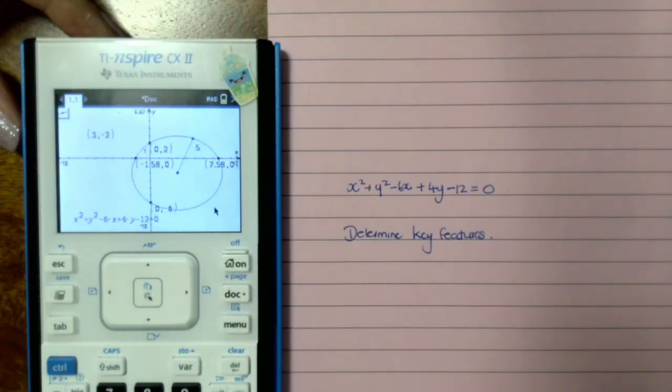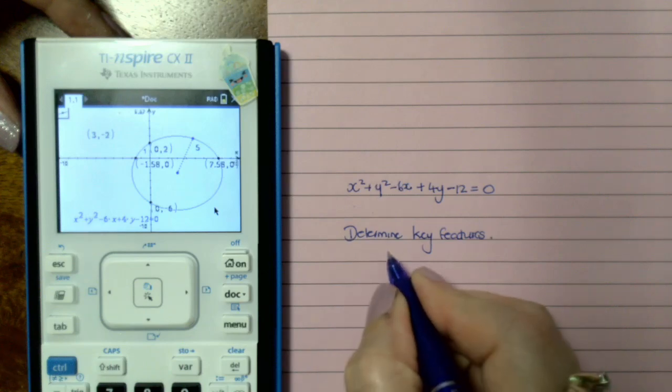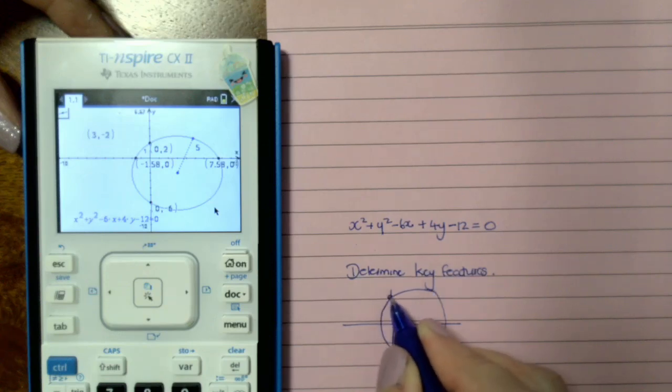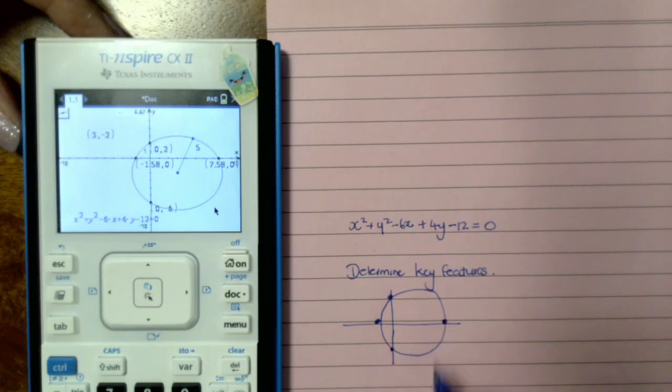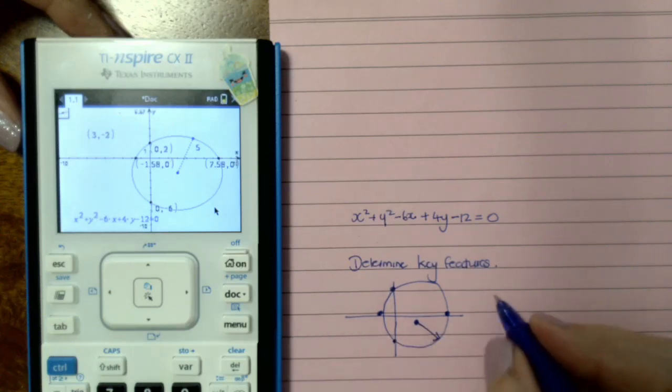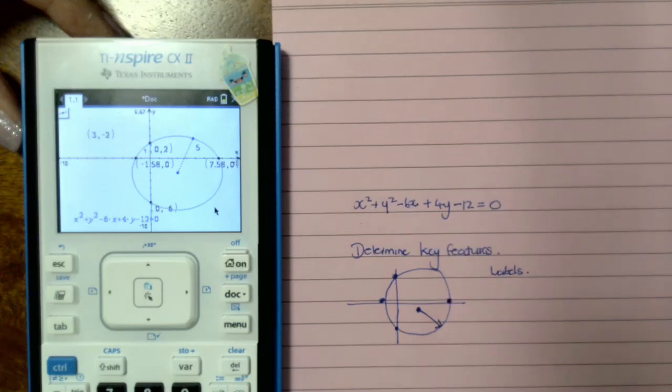So if this was an exam question, I could just say that I've used my calculator. I would go and plot the graph, and then as best I can, I will go and label my key features, which is the 3 points, the center, and the radius. And I would transfer my labels from my graphic calculator.